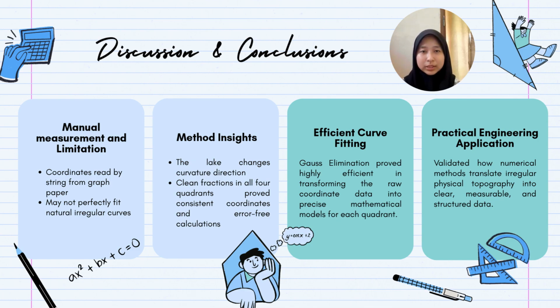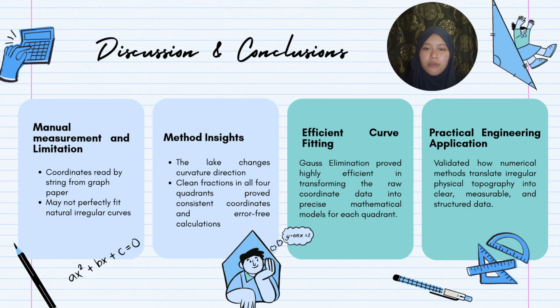Moving forward from the discussion point, the conclusion begins with efficient curve fitting. By implementing the Gauss elimination method to resolve the system matrix, the raw coordinate data was successfully transformed into a precise mathematical model for each quadrant. What we gain from this assignment is practical engineering application. This project demonstrates how engineering mathematics can be applied in real-life situations by using numerical methods such as quadratic regression, Gauss elimination, and calculus integration.